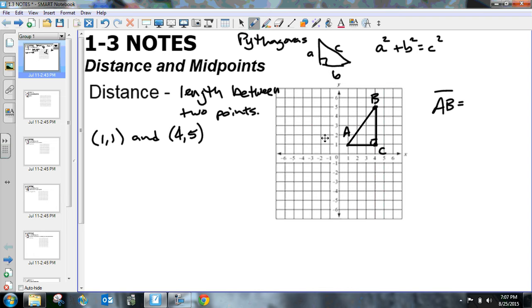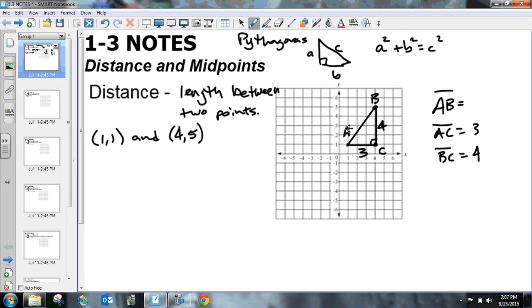Okay, so I know the length from A to C, because the distance between 1 and 4 is the length of 3. Okay, and then the length of CB is 1 to 5, and the length between 1 to 5 is 4. All right, so I'm going to say AC is equal to 3, and BC is equal to 4. Okay, I'm curious to know what AB is equal to.